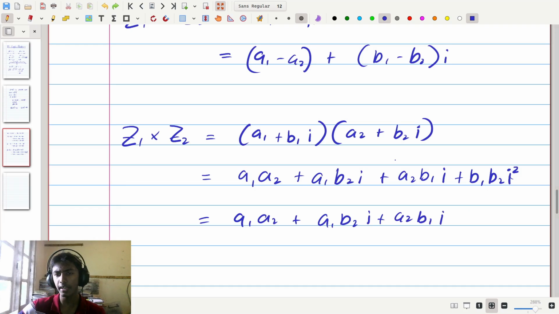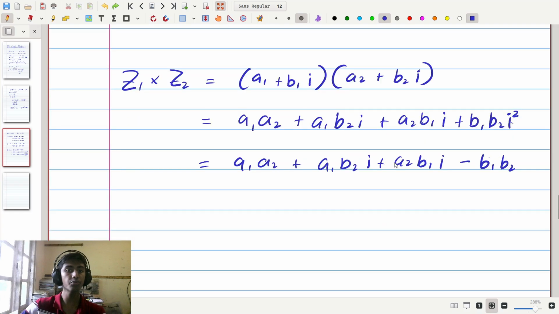I can actually quickly write that as just minus b1 times b2, since we're multiplying by -1, we can just put that at the front anyway. So here we have minus b1 b2. Now if we start grouping the real parts and imaginary parts, a1 and a2 are both real, so when you multiply them you get a real number. b1 and b2 are both real, so when you multiply these and put the negative on the end, you get a real number. So this part and this part are real numbers.